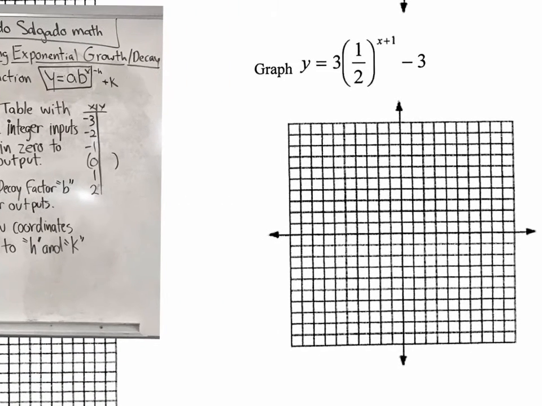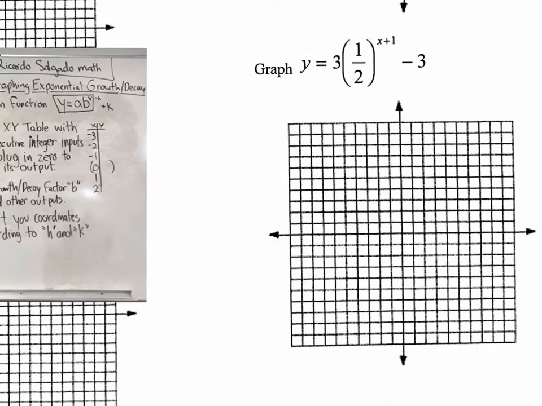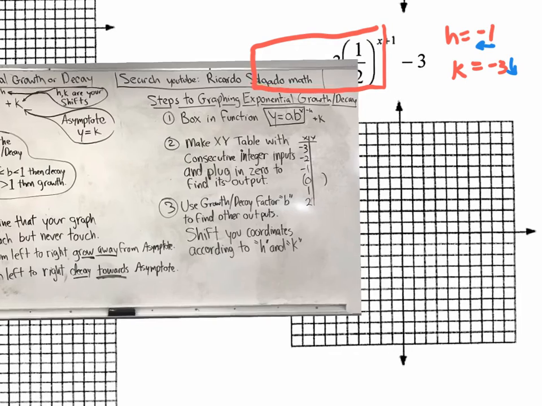I guess that's as challenging as it could get, right? Step 1 says box in the function y equals a b to the x, ignoring h and k. So I'm going to do that. What is my h, by the way? Negative 1. You think opposite of what you see. The k value is? Negative 3. So ultimately, negative 1 means you're going to shift your coordinates 1 to the left, and k means you're going to shift them 3 down, okay? So that was step 1.